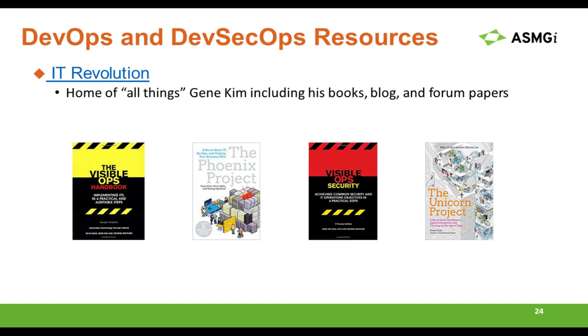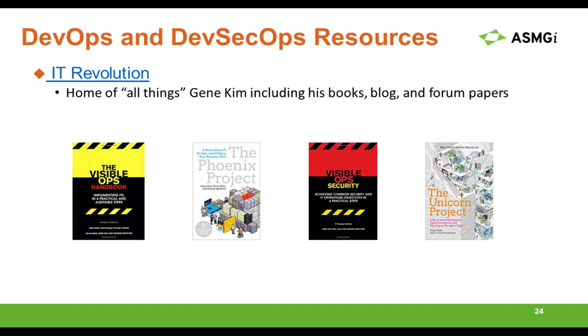Gene Kim has come out with a new book called The Unicorn Project, a newer book, I'll say. I actually haven't read this yet, but it really is about integrating security into the DevOps lifecycle and process. So we'll be queuing this book up at ASMGI pretty soon.